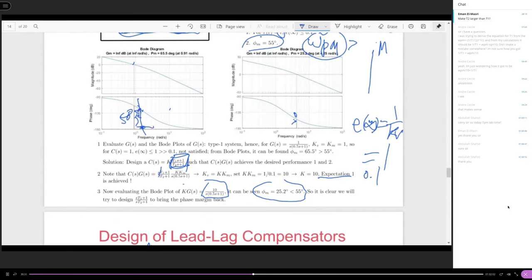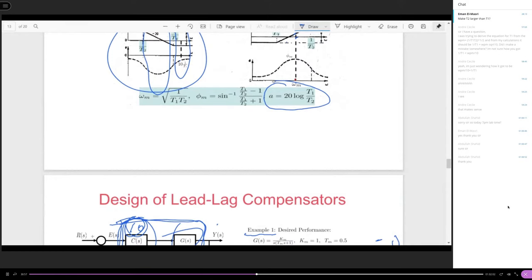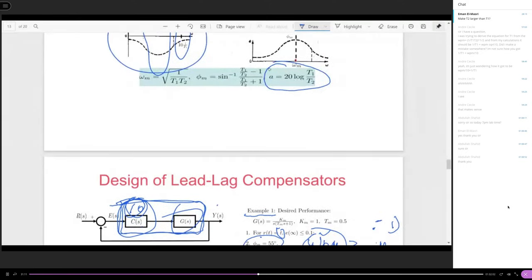Let's say you can identify a frequency here with the 55 degree phase margin. Then you're going to say, okay, I'm going to target this frequency as my crossover frequency and then design the T1, T2. Your idea is correct, but like what I said, you should consider the other factor. Don't forget it, because the T1 S plus one over the T2 S plus one, if you kick this factor in here, this will give you a magnitude drop by this much, right?